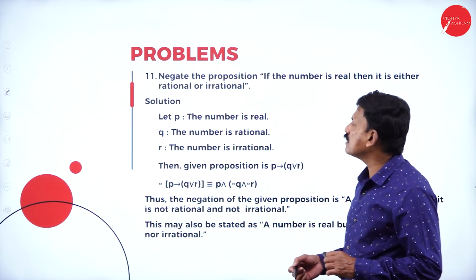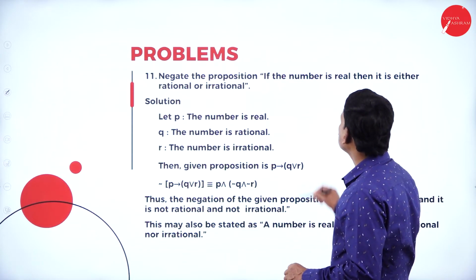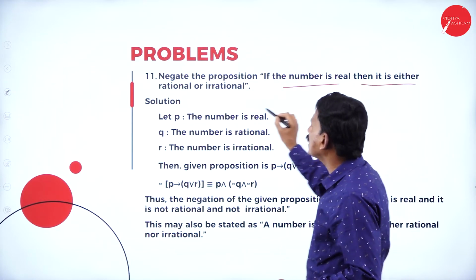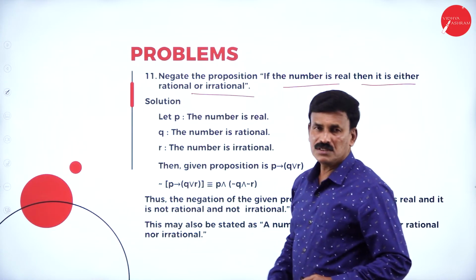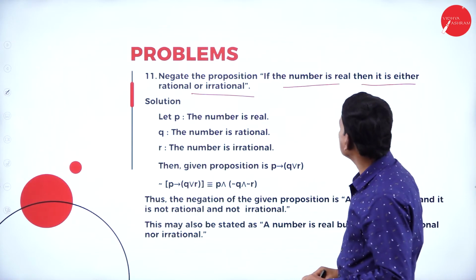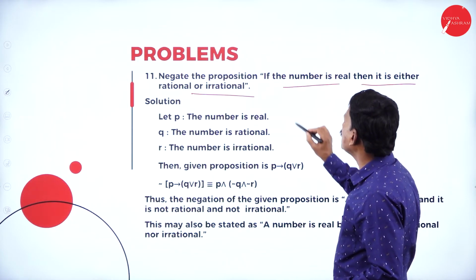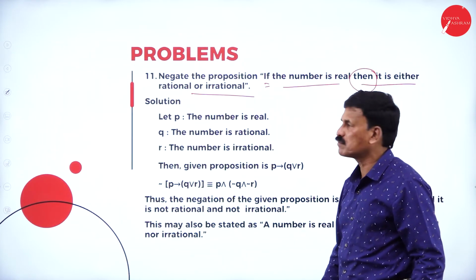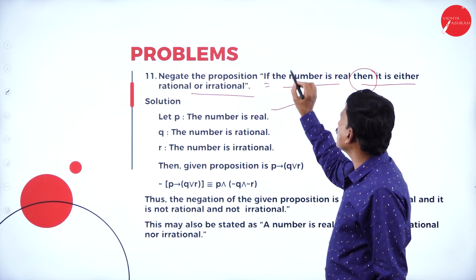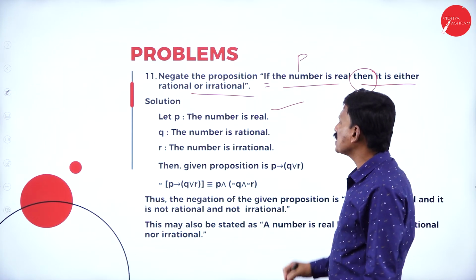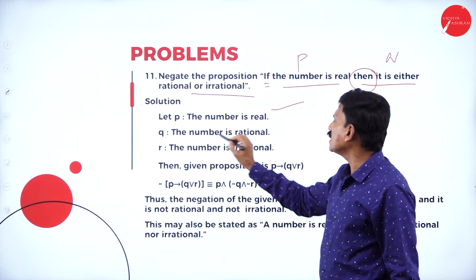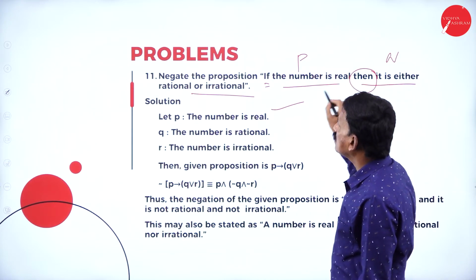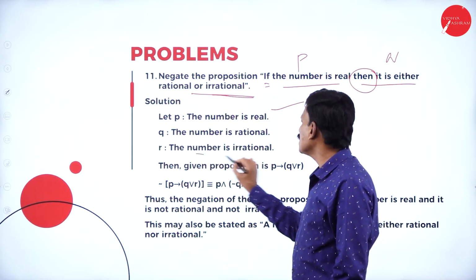Let me take one more example. Negate the proposition: if a number is real, then it is either rational or irrational. So the given statement is conditional. If then means it is a conditional statement. Let us take P as the number is real. Q is the number is rational. R is the number is irrational.